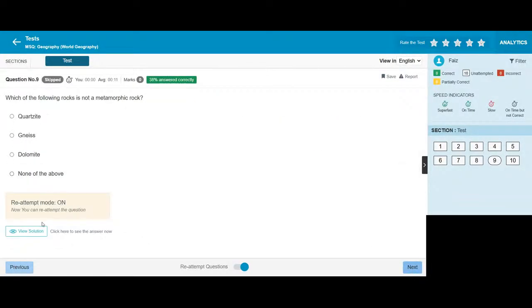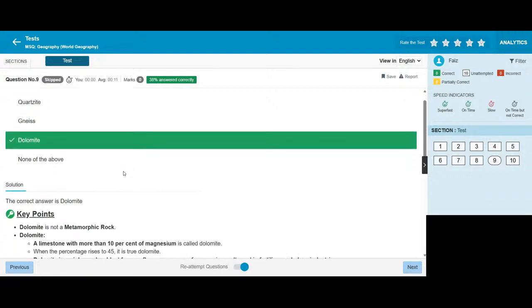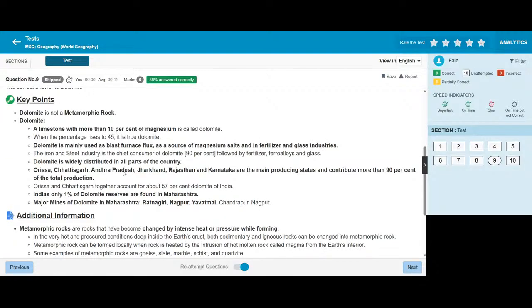Which of the following rocks is a metamorphic rock? Dolomite is a metamorphic rock. Limestone with more than 10% magnesium is called dolomite. Dolomite is mainly used as blast furnace flux, as a source of magnesium salts, and as fertilizer in the glass industries.